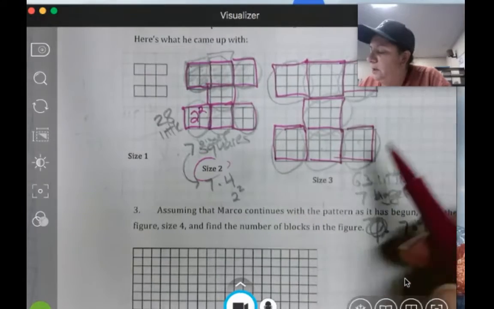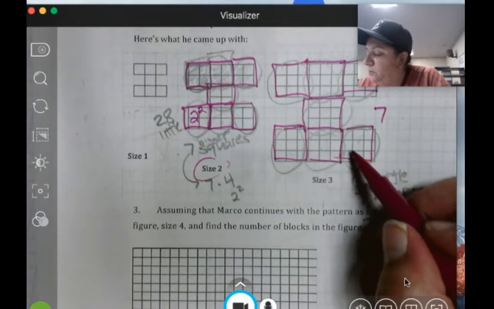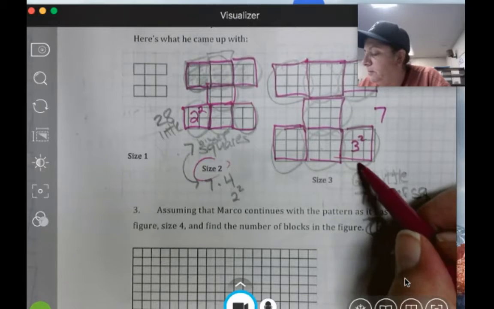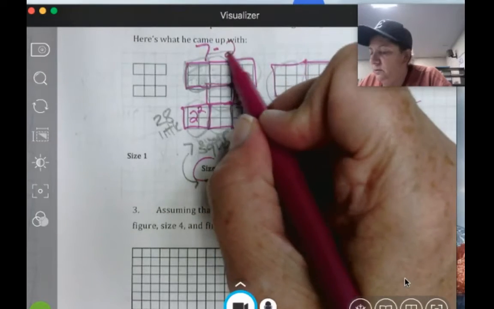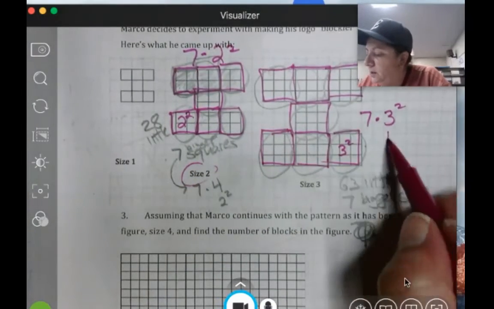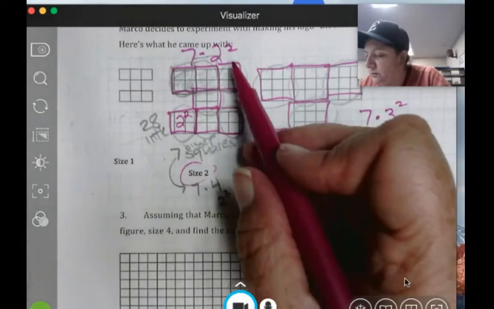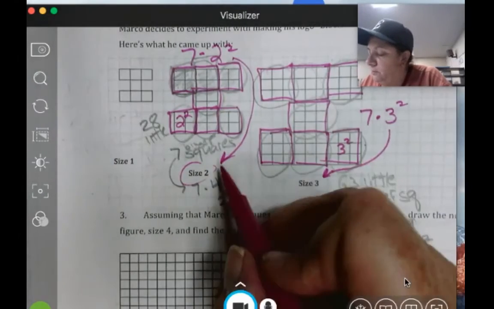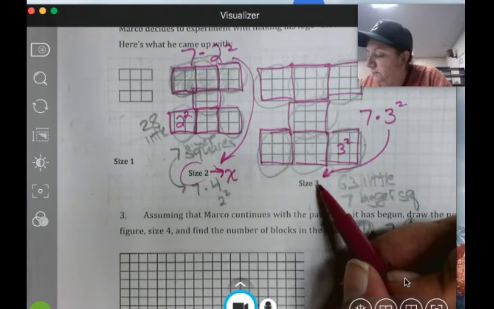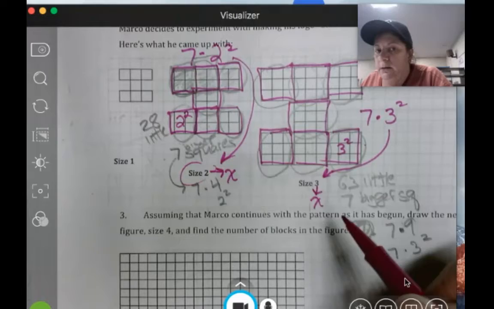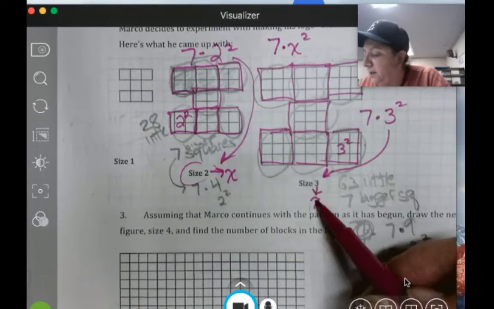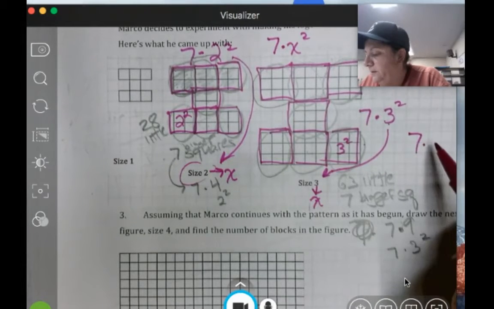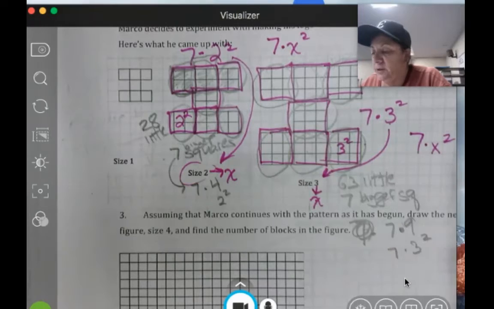And so what we were doing is we had 7 of these squares, and these were 3 by 3 squares. Get it? So 7 times 3 squared. 7 times 2 squared. So the 3 matches up with the size or the term, and the 2 matches up with the term. Remember, that's our x. So that means I can put an x in place of the 2, and I get 7x squared. I can put an x in place of the 3, 7x squared. And that even works for the 4. So that's one way that we can develop that equation.